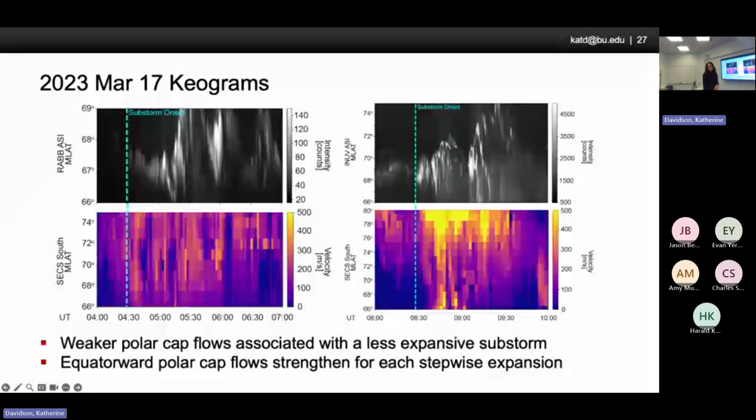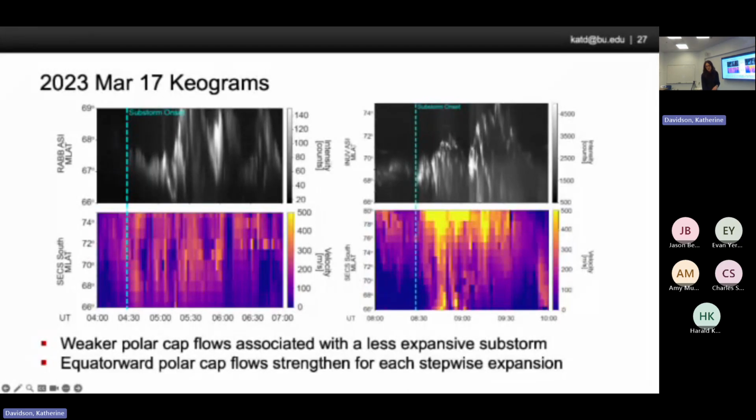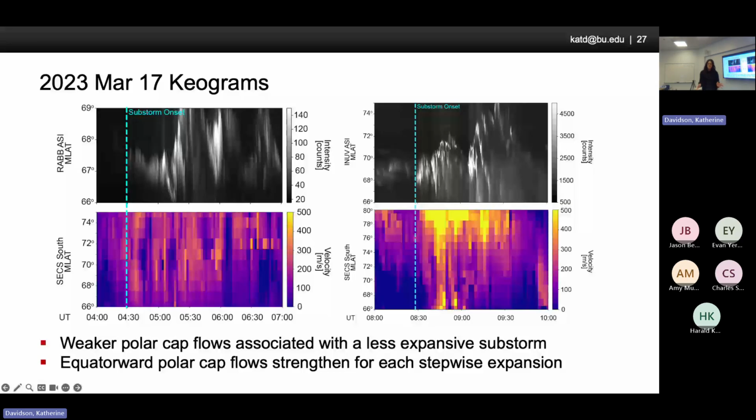And we also can see the stepwise-like expansion, especially in the second substorm here. You can see the expansion starts to diminish around 9 UT and then picks back up again. And you can see this stepwise-like enhancement of the equatorward flow channels as well. You get a clear enhancement here and then an enhancement here. And in both substorms, you get a very clear drop off of the equatorward flows or flow channels at the end of the substorm. So these flows may also be controlling the duration as well.